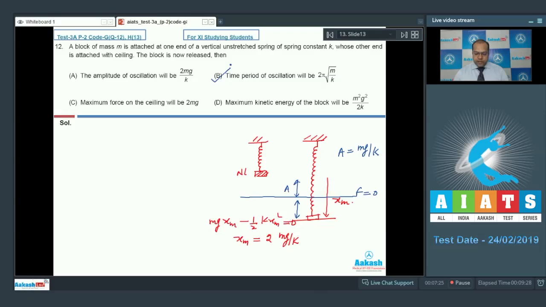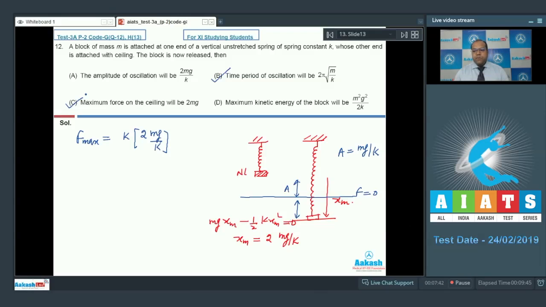Maximum force on the ceiling. So the maximum force on the ceiling occurs when the extension in the spring is maximum. So that is k into x maximum, and the value of x maximum is mg by k. So it is equal to 2 mg. So option C is correct.